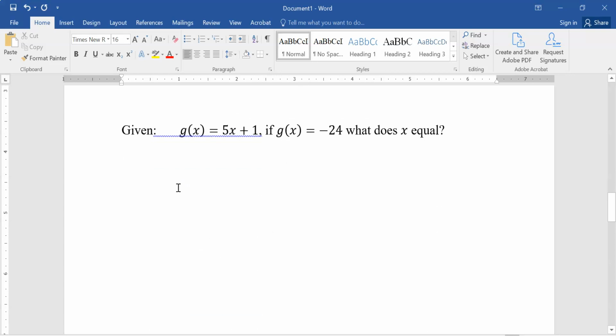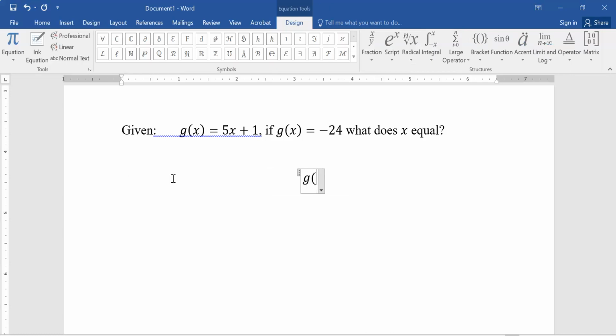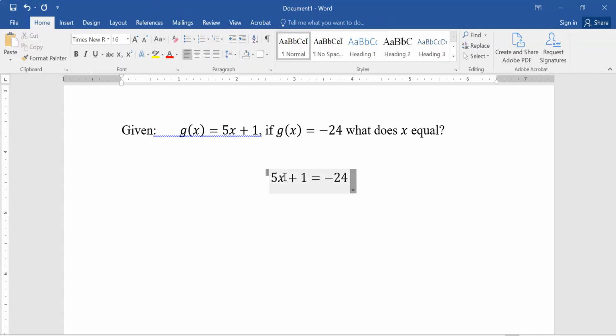All right, last problem of the cooperative group problems. We have g of x, which is equal to 5x plus 1, and it says if g of x is equal to negative 24, what does x equal? So again, this gives you the output. It says g of x is equal to negative 24. I know that the output is always given to me by this formula. So we go 5x plus 1 is equal to negative 24. Again, that's because output is equal to output.